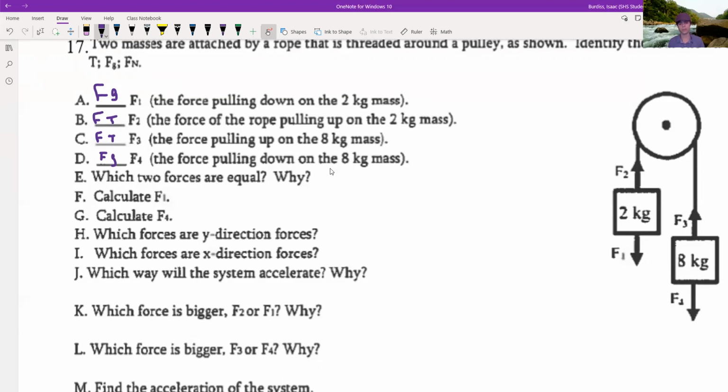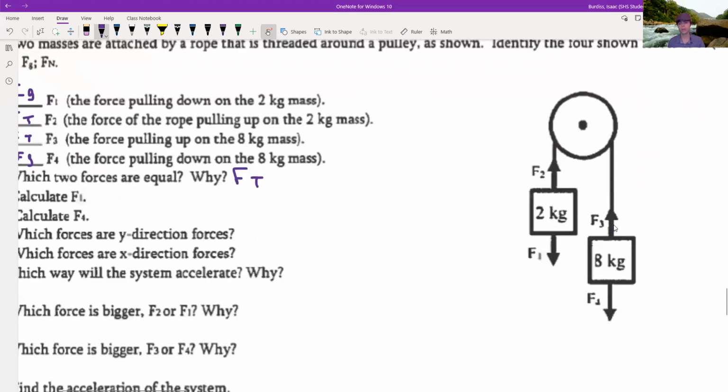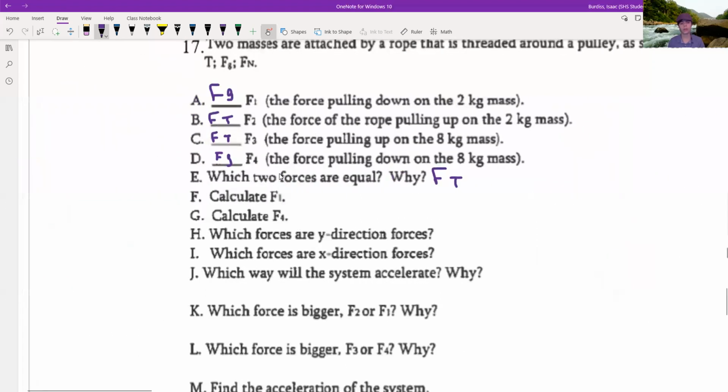The FTs. And I already told you that. They are equal to each other because they're on the same rope. Same rope, same tension. That's important. Same rope, same tension. And I already told you that, so I'm not saying why.